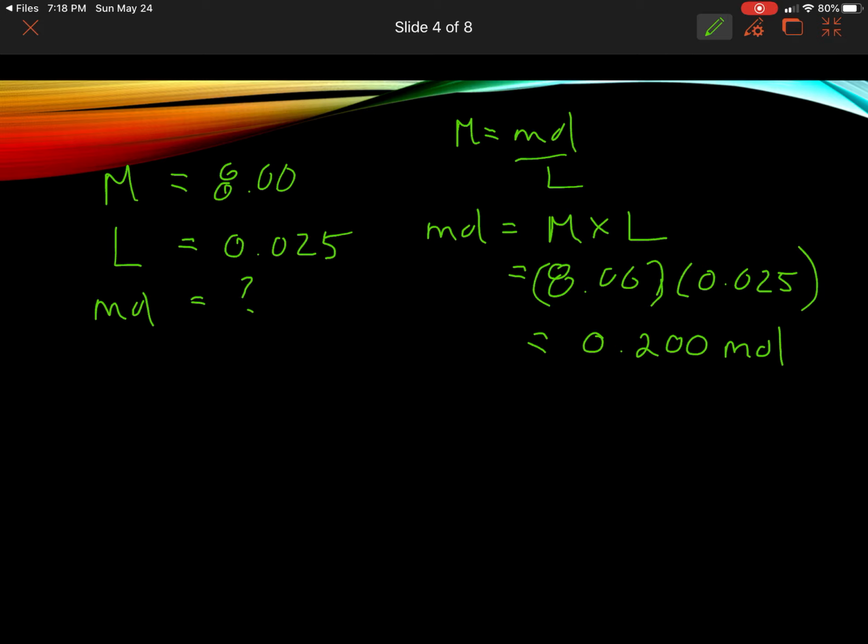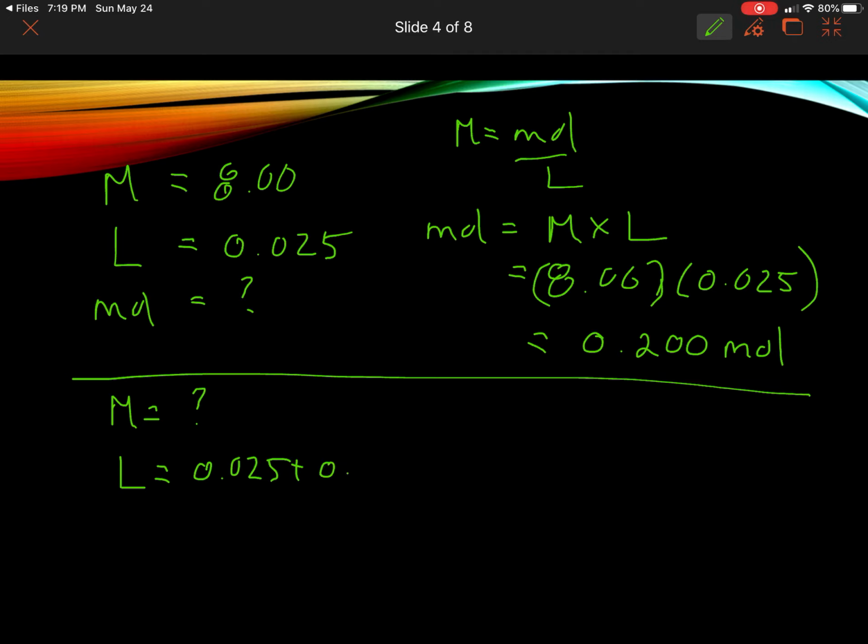Now, that solute doesn't change. It is not going anywhere. You are just adding more water. So if the question is asking what is the final concentration after you add that water, the molarity is what you're looking for. The liters now, instead of having the 25 milliliters, is going to be the 25 plus 75.